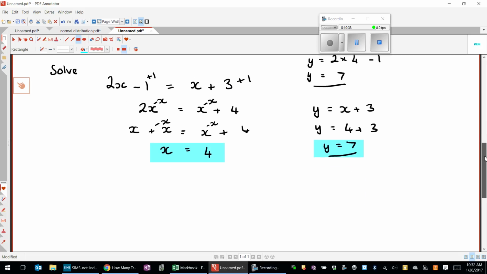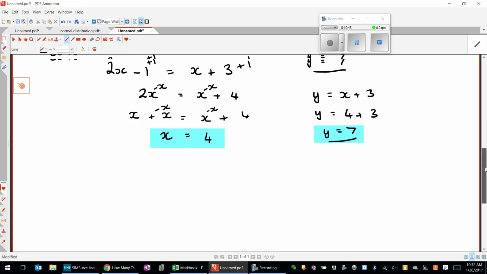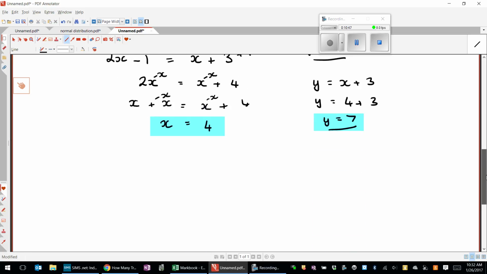Now again, you wouldn't be expected to go any further, that's your answer, but what does that mean for us, just to check our understanding? So 2x minus 1 and x plus 3.